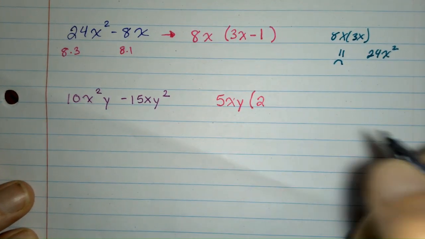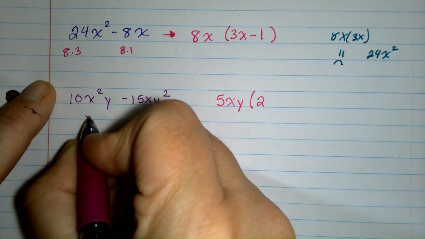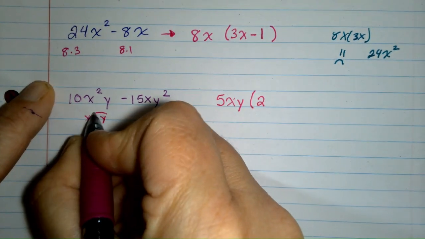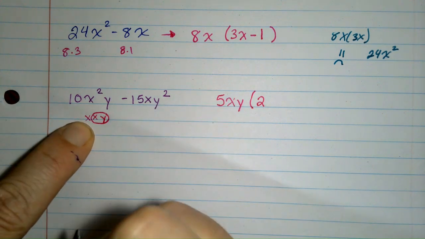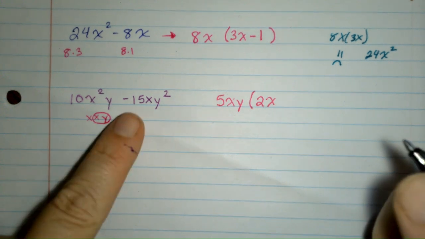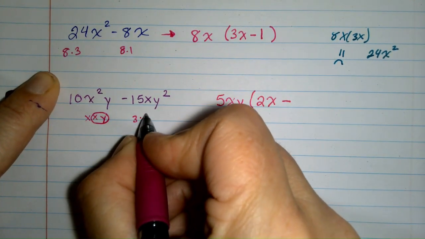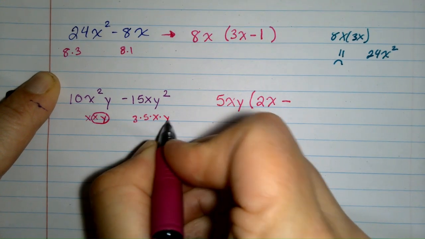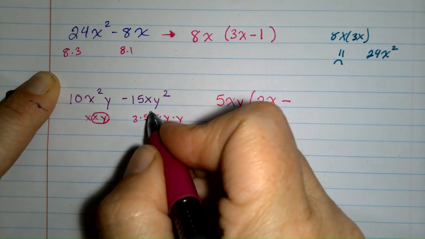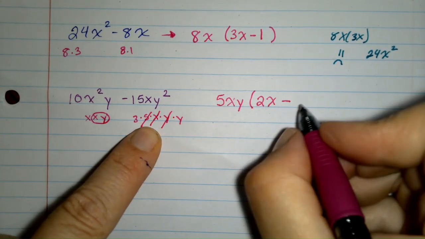5 times 2 is 10. This is xxy. I'm going to write that down, xxy. We move this out front, meaning it still has that x. And if you need to write it down that way, that's perfectly okay. So I'll go ahead and I'll write 15 as 3 times 5 times x times y times y. And we're pulling the 5, the x, and the y out front, leaving us with 3y.